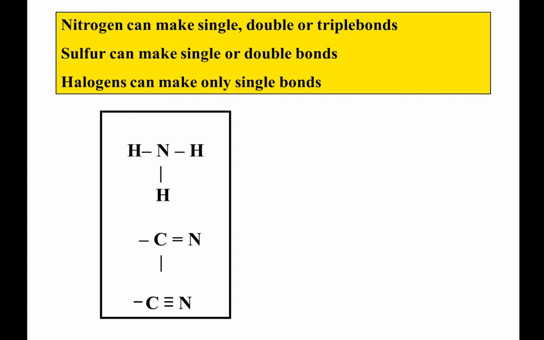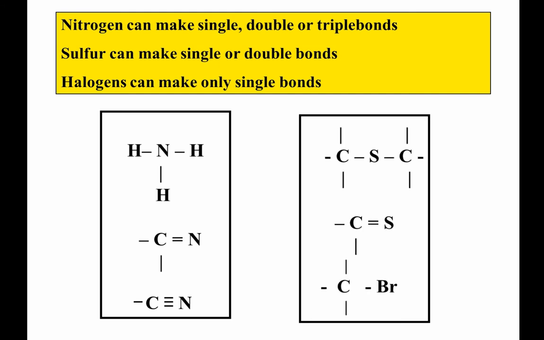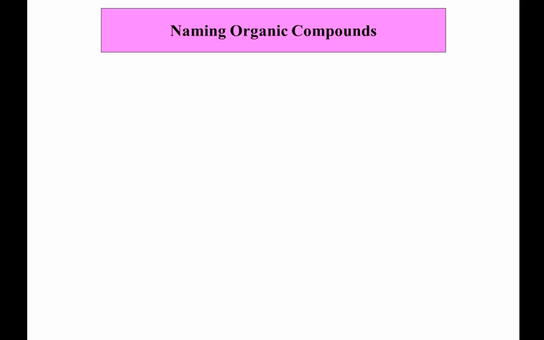And of course here are examples of nitrogen making 3 bonds, 3 single bonds that is, or a double bond with carbon, or a triple bond with carbon. And here is sulfur making single bonds with carbon, then a double bond with carbon, and lastly, of course, a representative halogen, the bromine, making a single bond.